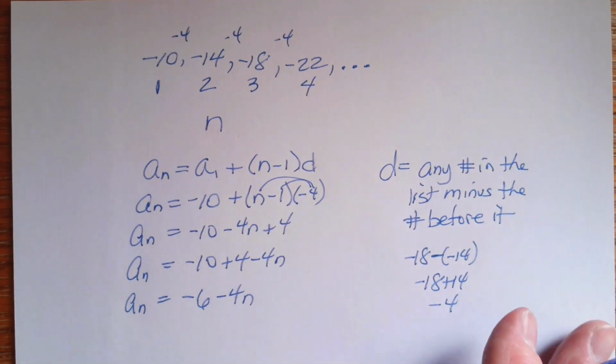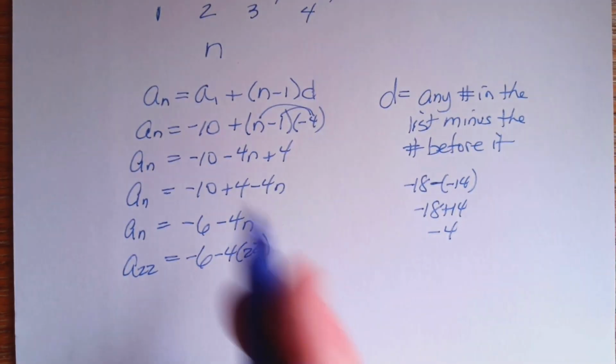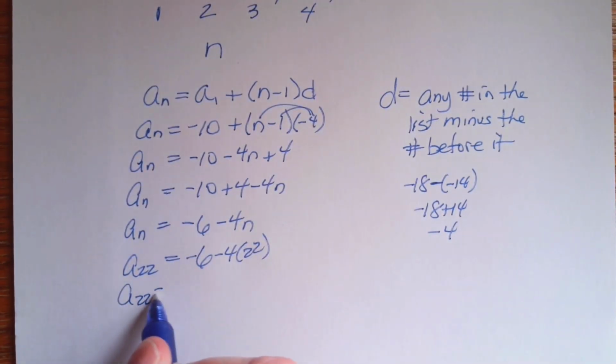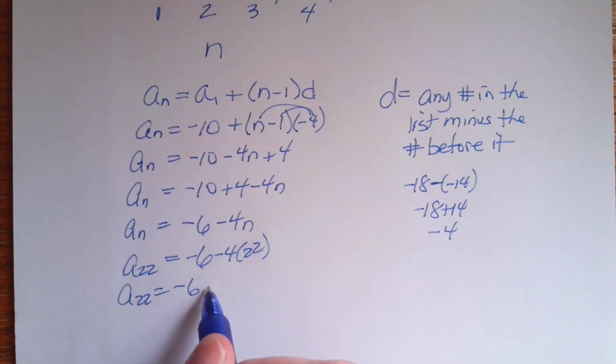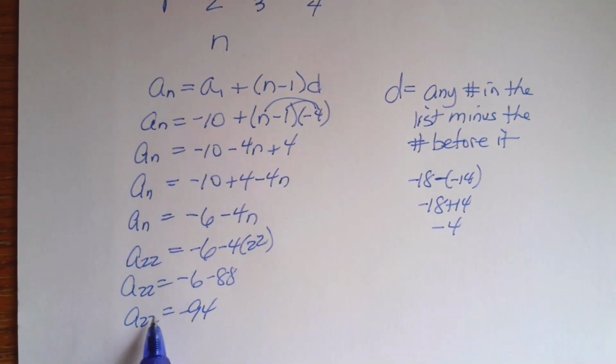I can get any term I want to. If I say, okay, well, I want to know a sub 22, then I would take this and in place of n, I'm going to put 22. So I've got a sub 22 equals negative 6 minus 4 times 22. Negative 4 times 22 is negative 88. And so negative 6 minus 88 is negative 94. That is the 22nd term in that sequence, negative 94.